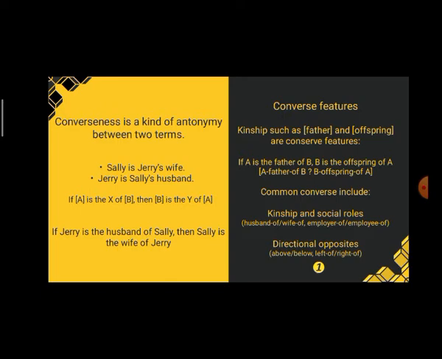Sally is Jerry's wife, and Jerry is Sally's husband. If A is the ex of B, then B is the wife of A. If Jerry is the husband of Sally, then Sally is the wife of Jerry. And converse features: kinship such as father and offspring are converse features. If A is the father of B, then B is the offspring of A. Common converses also include kinship and social roles, for instance, husband of or wife of, employer of or employee of.